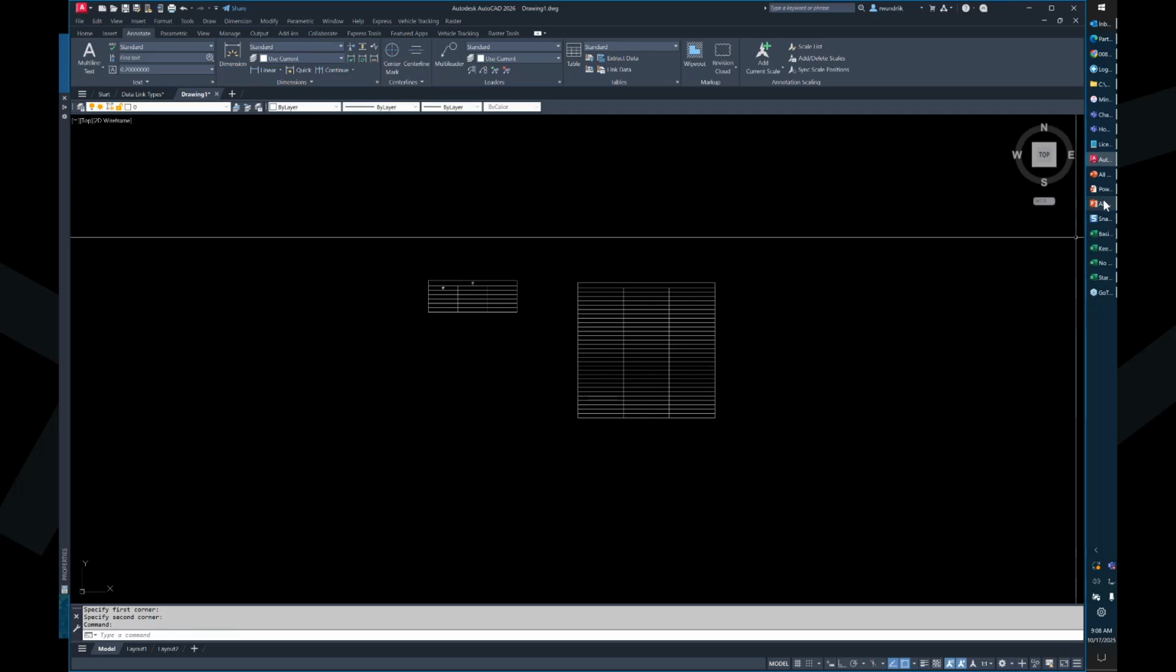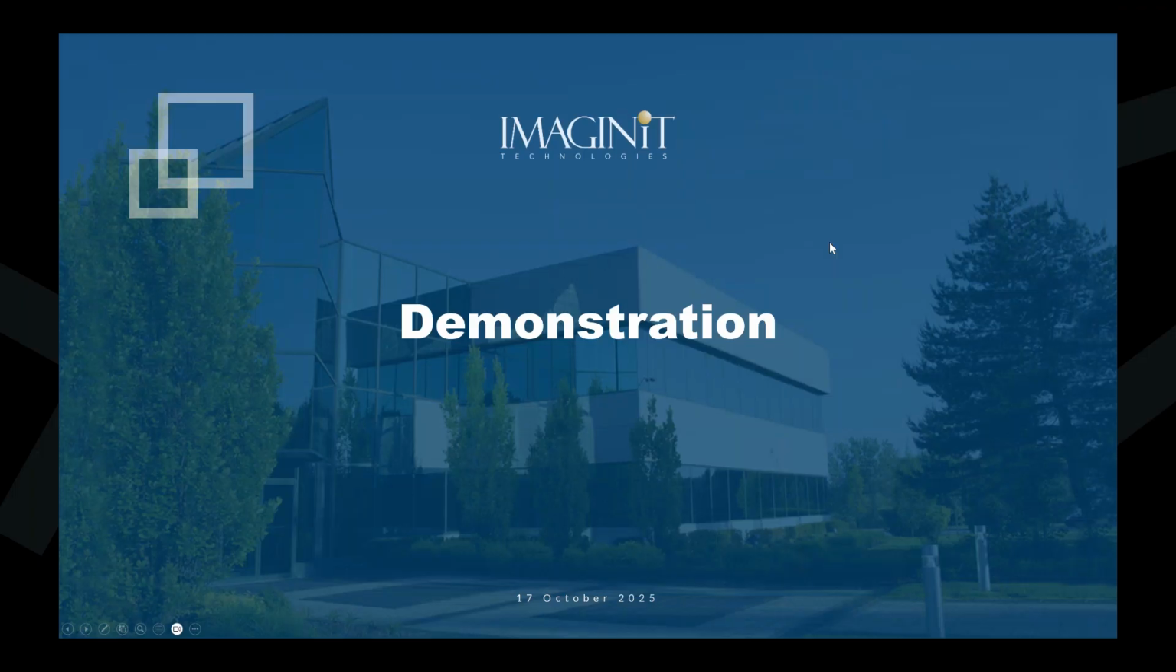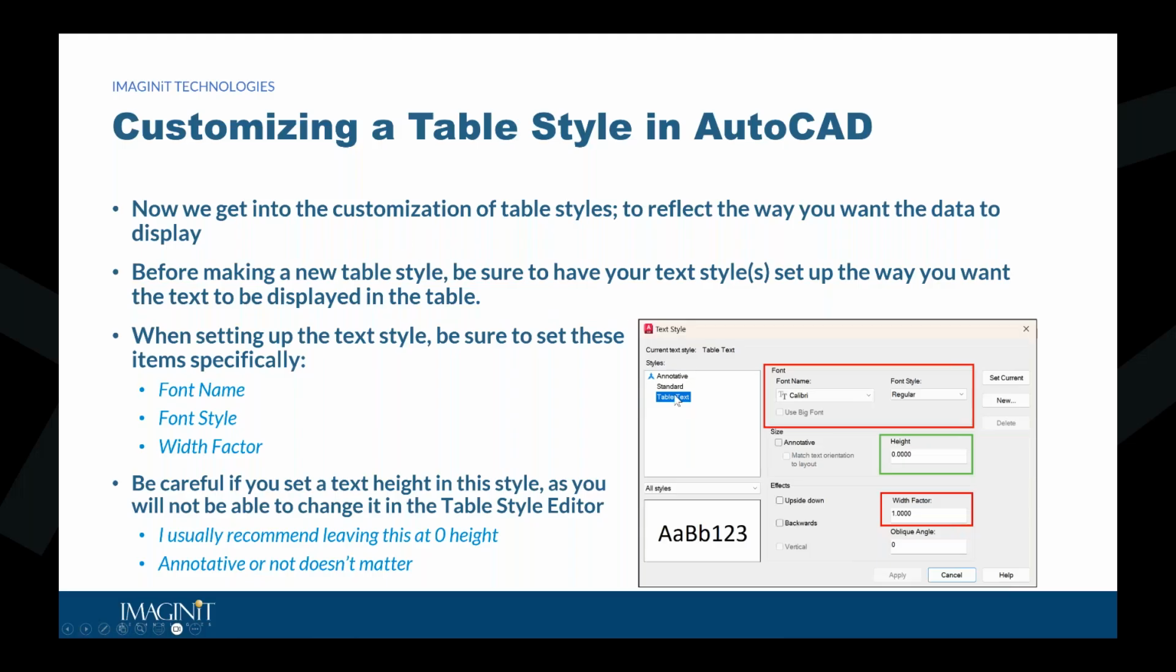Now we'll go back and we'll talk about customizing. So, right, we all see that that basic table may not have what we're looking for. So maybe we want to make some customization. Before making a new table style, the first thing you need to do is make sure you have a text style set up the way you want the text to be displayed in the table. Usually I will create a brand new text style called table text. I will be able to specify the font that I want used. The important thing here is you want to set the height to 0 for this, and you want it to be non-annotative. The reason is you want to be able to set the height inside the style.